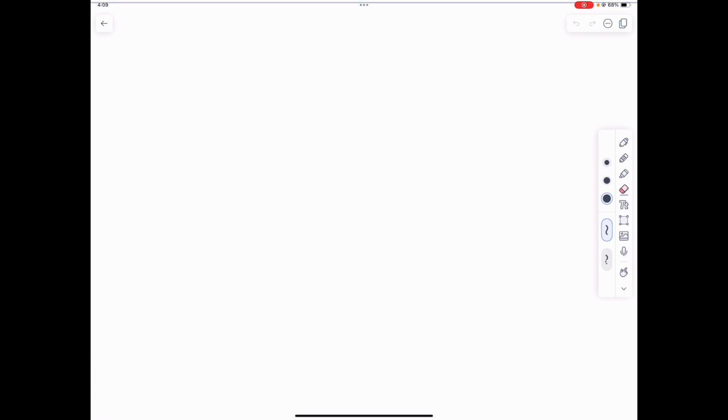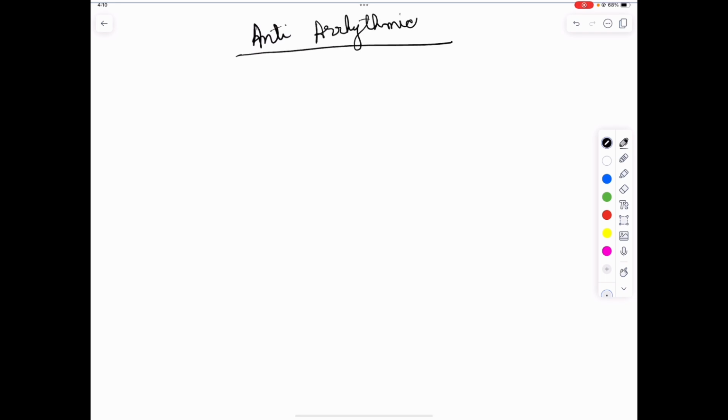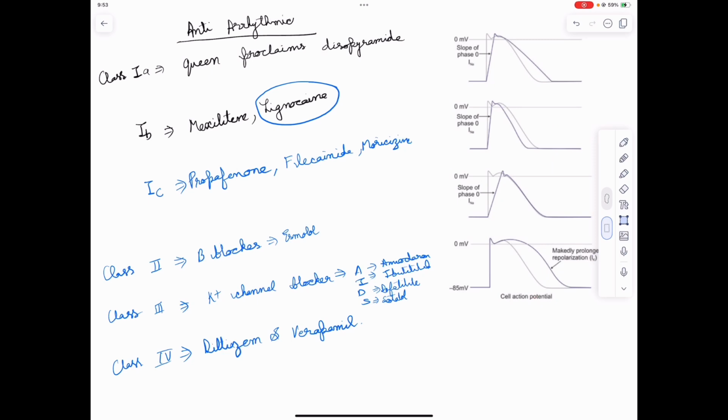Now we move on to the most dreaded part. Now we move towards learning the antiarrhythmic drugs. What are the antiarrhythmic drugs? Now first we will see the class 1 drugs. What are class 1 drugs?